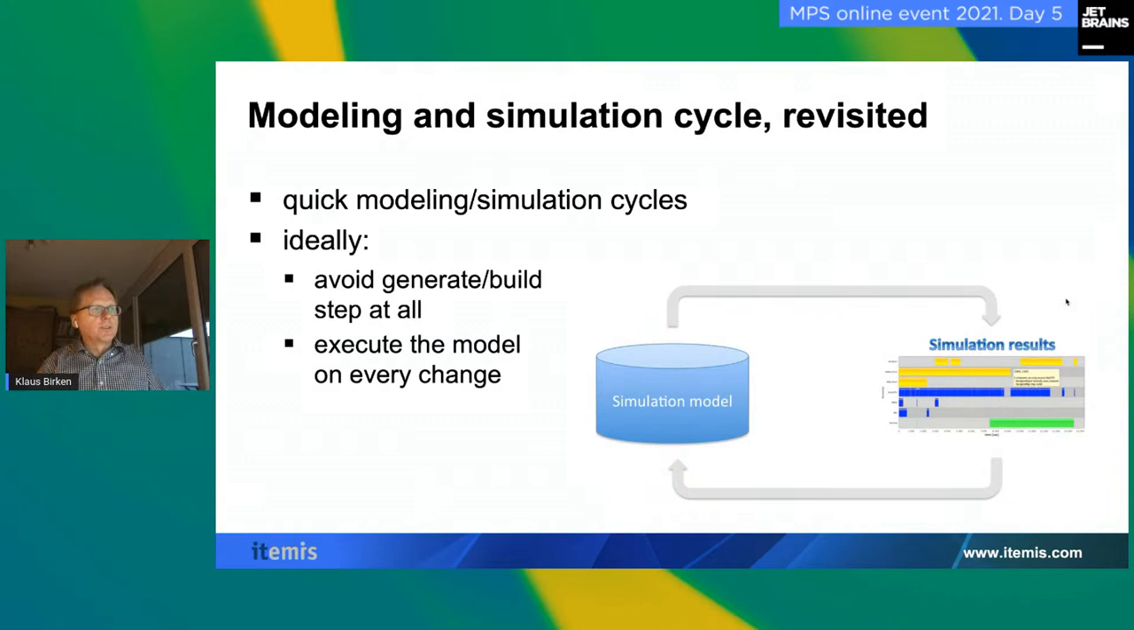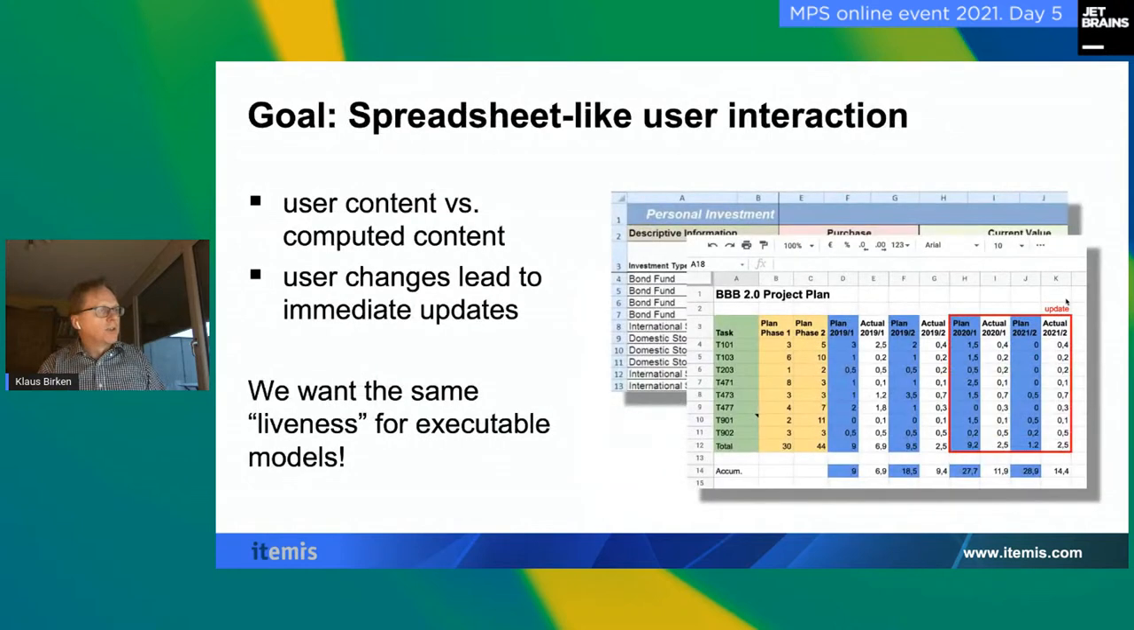So I already mentioned that this cycle of changing the model and looking at the results can be quite quick. And as we have seen just now, the simulator can be fast because it can warp through time from one point in time to another. So what if we avoid the generate build step at all and do this in an interactive way? We know how such interactive tools work by looking at spreadsheet examples. Here we have a distinction between user content and computed content, which you can express by filling a formula in a cell. And then the user change leads to immediate updates. And this kind of liveness is what we want to achieve with the tool Simbench.